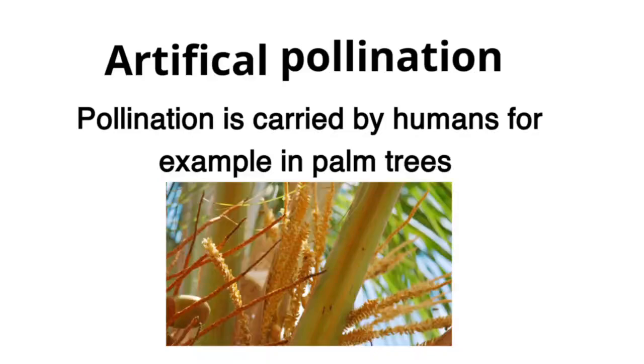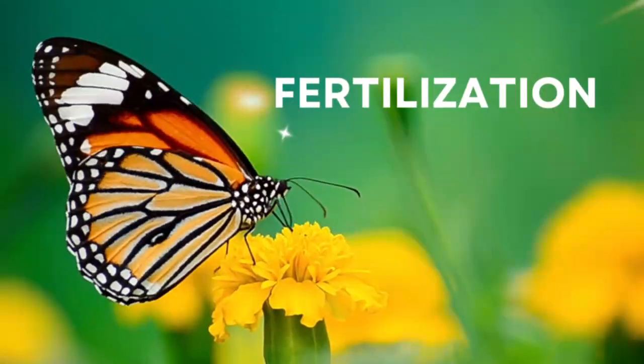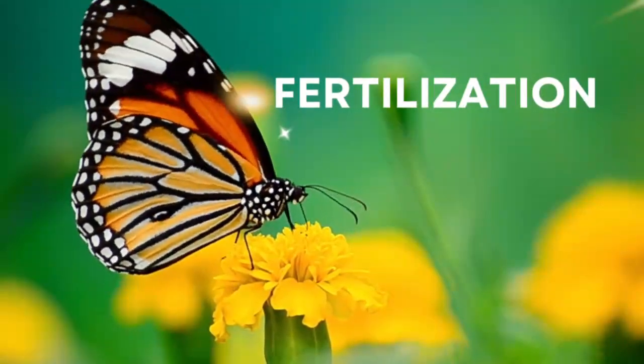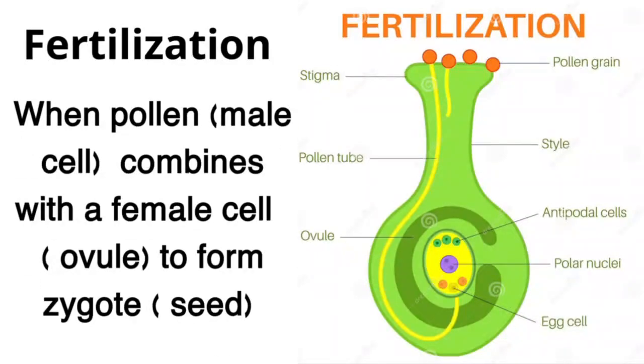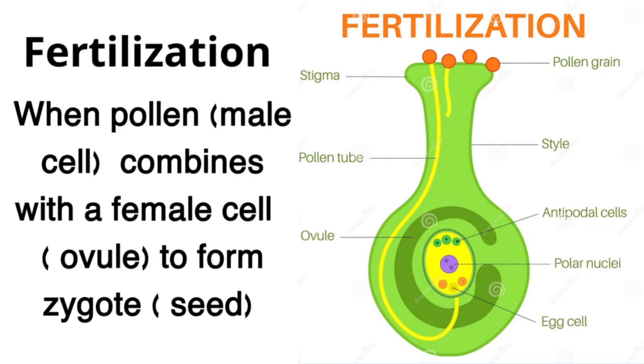Now let's talk about the last process to form the seed, which is fertilization. It is when the pollen, or the male cell, combines with a female cell, which is the ovule, to form a zygote or a seed. And later the ovary will turn into a fruit. Now it's a complete process of fertilization in the flower.